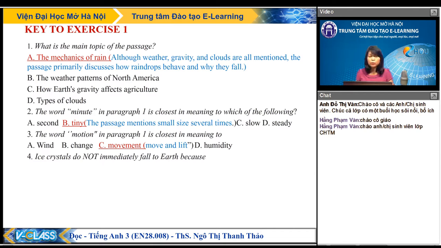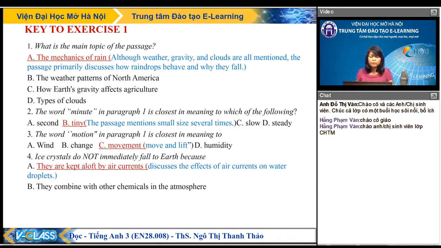And the next question: ice crystals do not immediately fall to the earth because, first one, they are kept aloft by the air currents, or they combine with other chemicals in the atmosphere, or most of them evaporate, or their electrical charges draw them away from the earth.